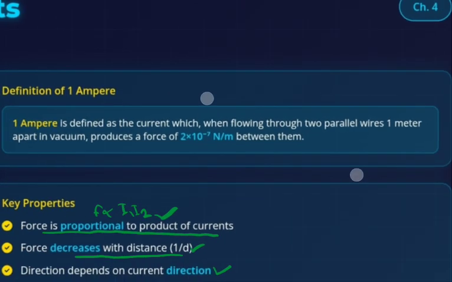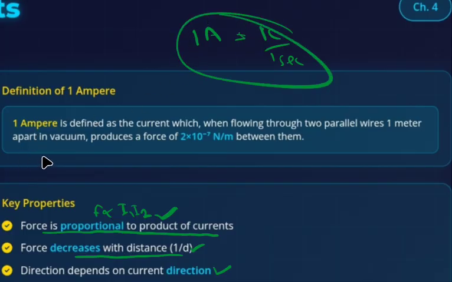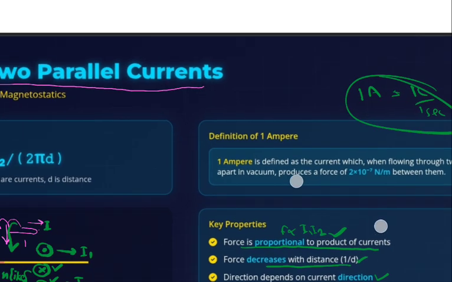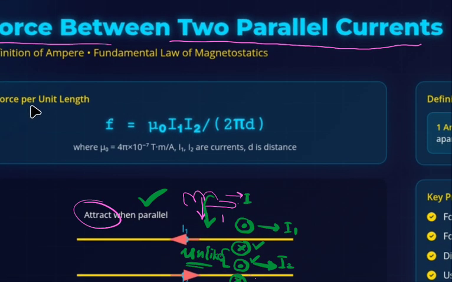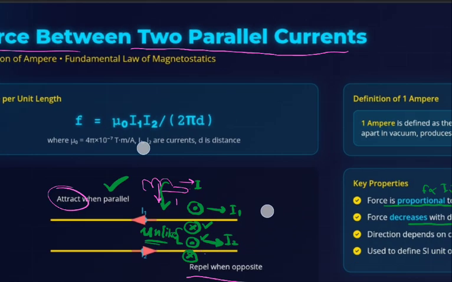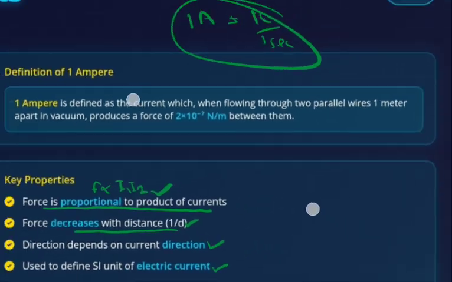Actually 1 ampere means Q by t we defined. 1 ampere, 1 coulomb per 1 second, that is another definition we have done, right? So here one more definition we got from the formula also. This is the formula, right? F is equal to mu naught I1 I2 by 2 pi d. So based on this formula also we can define 1 ampere.